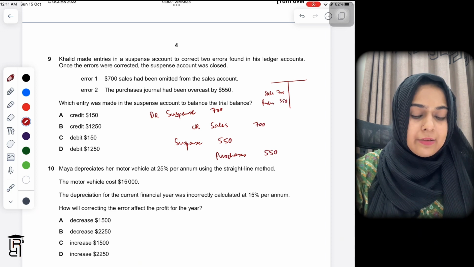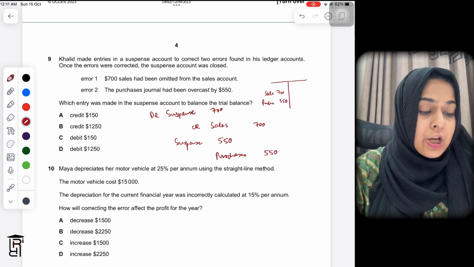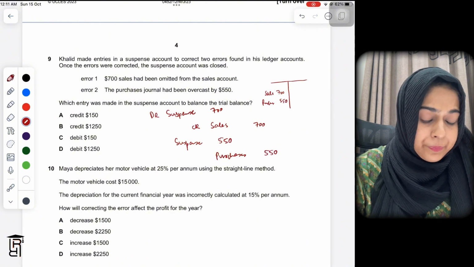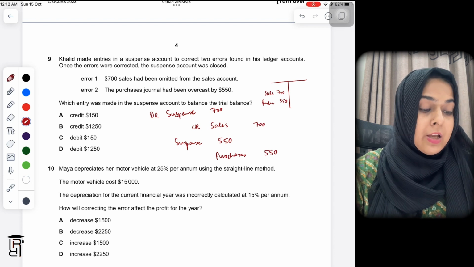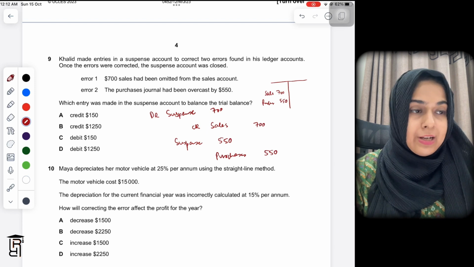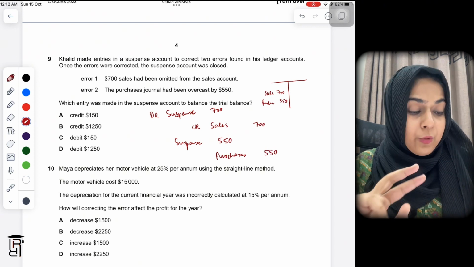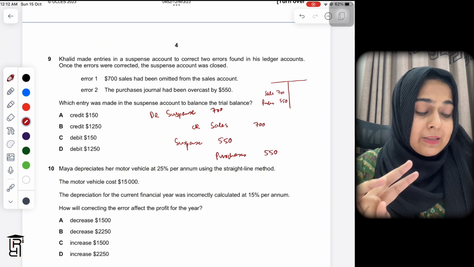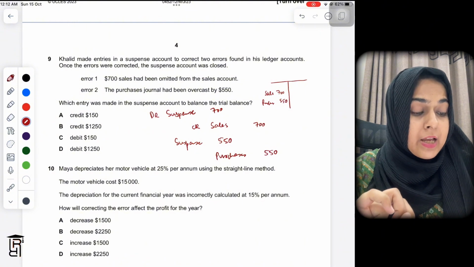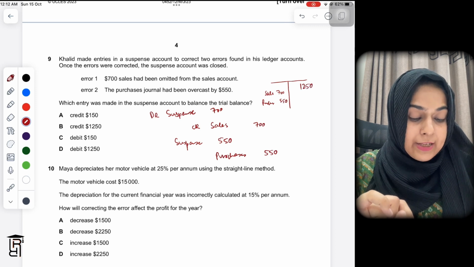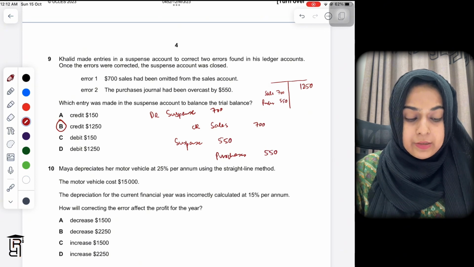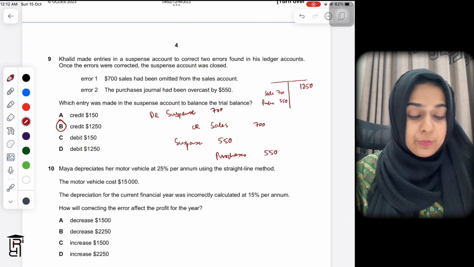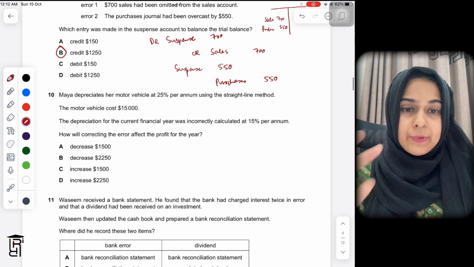What they are asking here is which entry was made in the suspense account to balance the trial balance. Basically you need to take out the original difference between both the sides of the trial balance, the debit side and the credit side. If both of these are recorded on the debit side of the suspense account, you need to write the original difference on the credit side. So 700 plus 550 gives you 1250. So initially we started with a 1250 credit in the suspense account. That was the original difference between the debit side and the credit side.